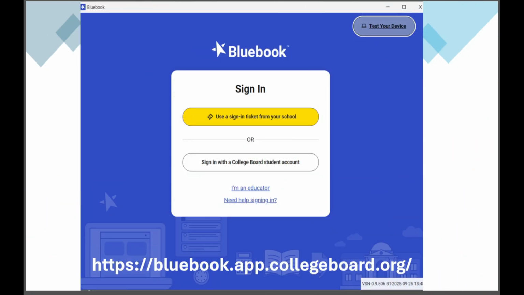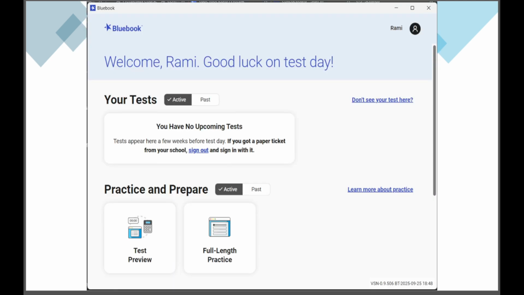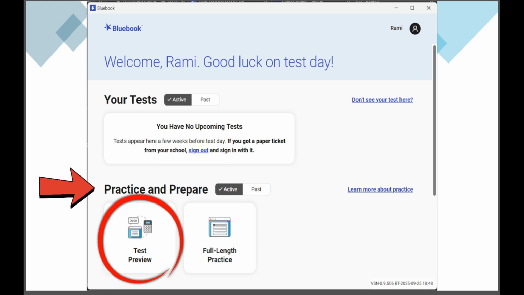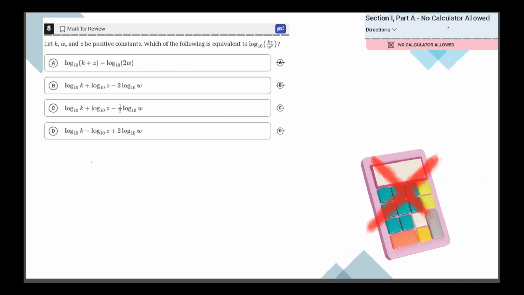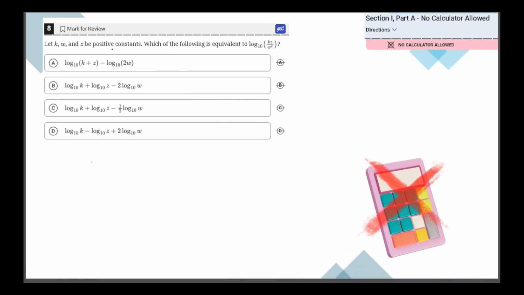Once you open the Blue Book application and sign in using your College Board student account, you will then navigate to the Practice and Prepare section. From there, you can access a variety of test previews and practice materials to help you get ready. This is Section 1, Part A, no calculator allowed in this section.